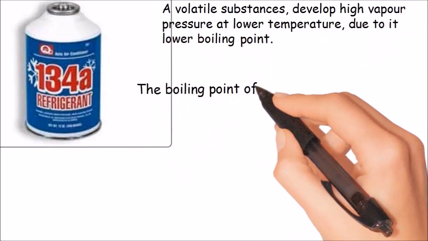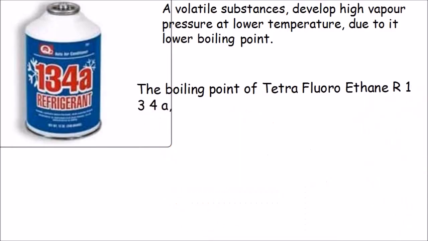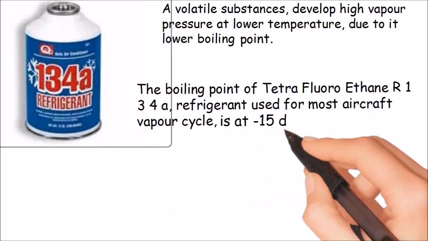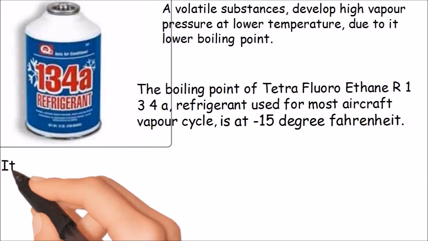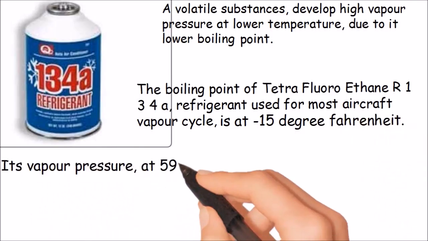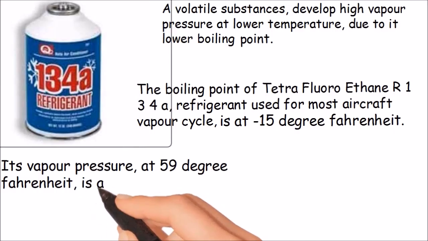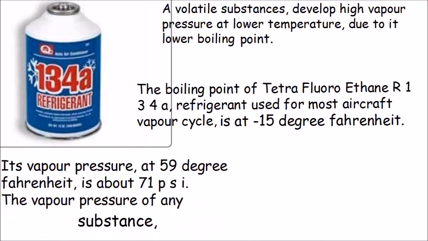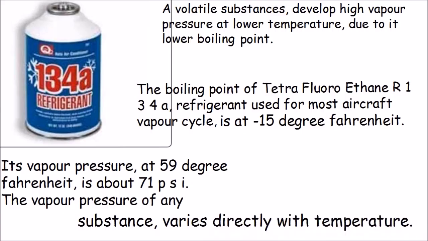The boiling point of tetrafluoroethane R-134A, the refrigerant used for most aircraft vapor cycle, is -15°F. Its vapor pressure at 59°F is about 71 psi. The vapor pressure of any substance varies directly with temperature.